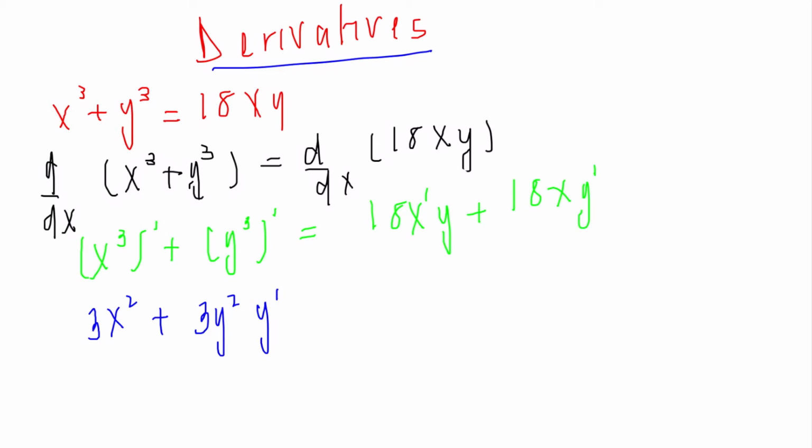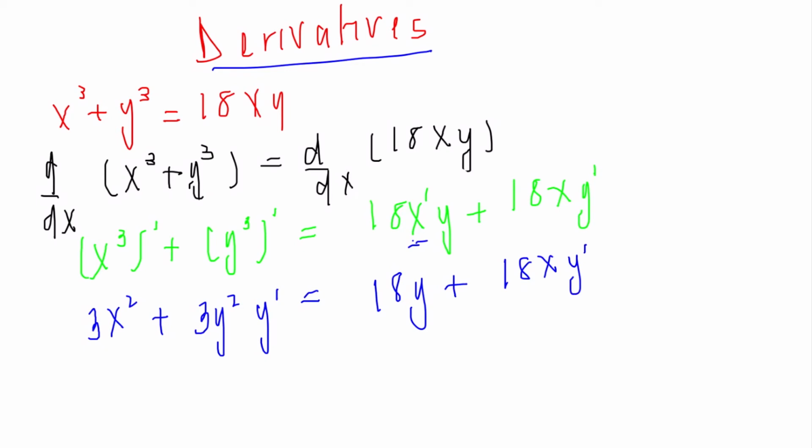Okay, and then we set that equal to the right side. Now we differentiate x, so it's just 18y, because the derivative of x is 1. Then we also find the derivative of y, which is just y prime, so it's just x y prime. It remains like that. I hope you understand.